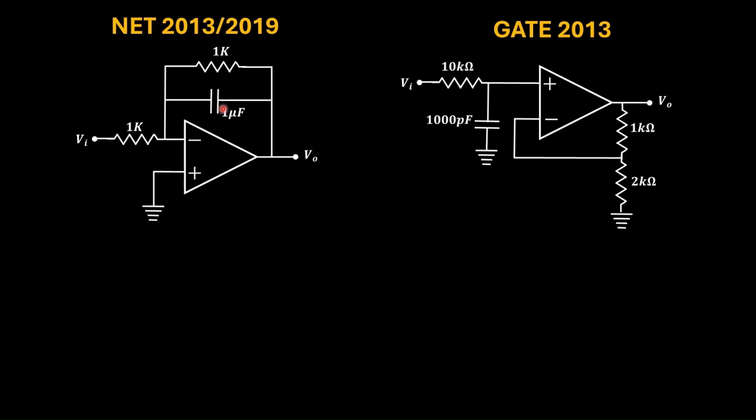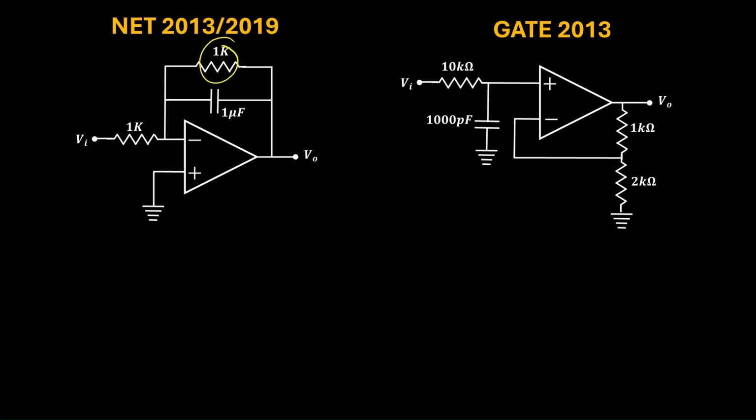Now these are two types of circuits where a capacitor is used. Here you can see that there is a capacitor in parallel with a resistor. And in this network, the input is fed to an RC network, then it goes to the non-inverting terminal. Now let us learn how to calculate the output.